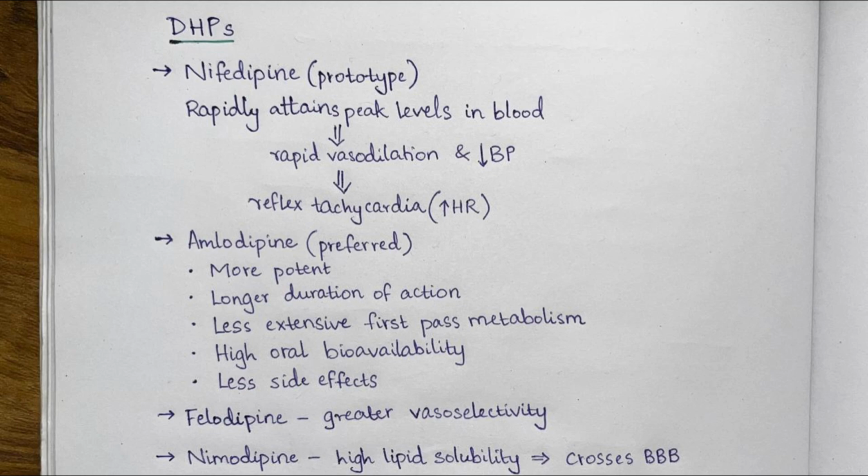Nifedipine is the prototype dihydropyridine. It rapidly attains peak levels in blood and causes rapid vasodilation and fall in BP. This will lead to reflex tachycardia. Amlodipine is the preferred dihydropyridine as it is more potent compared to nifedipine.